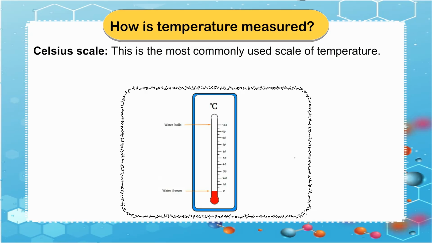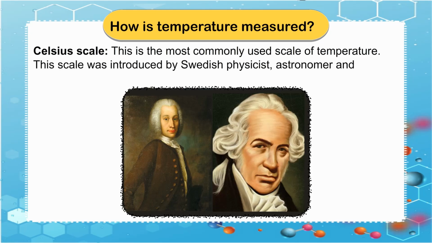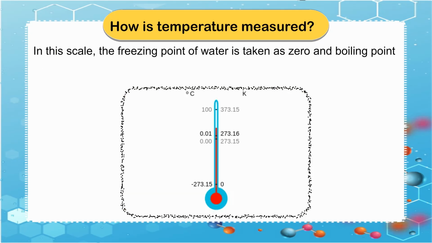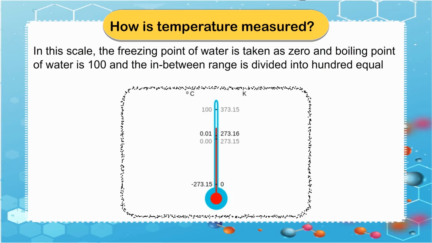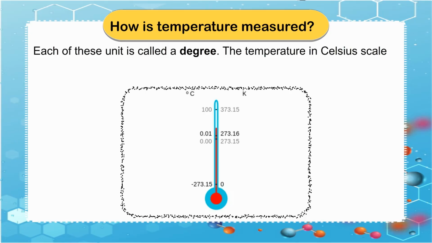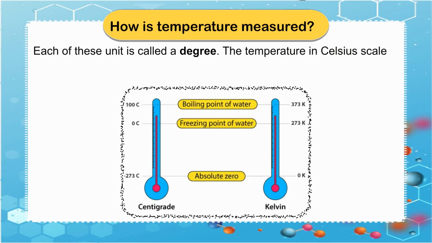Celsius scale. This is the most commonly used scale of temperature. This scale was introduced by Swedish physicist, astronomer and engineer Anders Celsius. In this scale, the freezing point of water is taken as 0 and boiling point of water as 100 and the in-between range is divided into 100 equal divisions or units. Each of these units is called a degree. The temperature in Celsius scale is denoted by °C, degree Celsius.